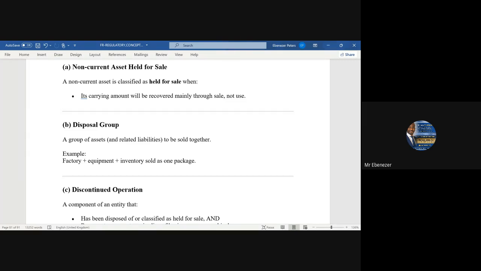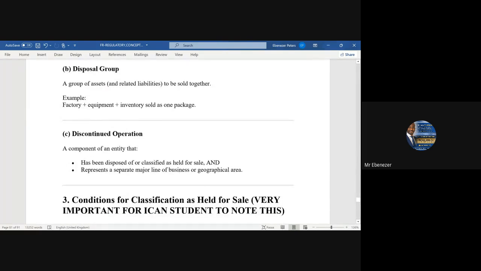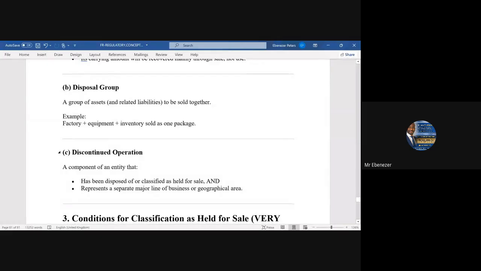Then discontinued operation, like I've explained, is when you are disposing of certain operations or your major line or a branch in a location. You are discontinuing the operation fully, and that will reduce sales.